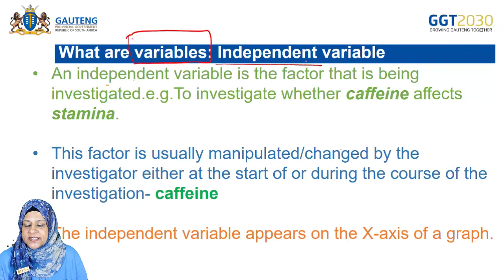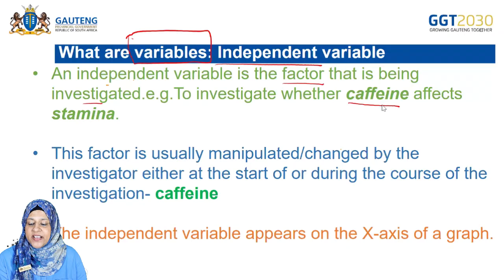Now, we are looking at the variables. The first one is the independent variable. It's a factor that is being investigated, for example to investigate whether caffeine affects stamina. Remember, the factor is usually manipulated or changed by the investigator or the researcher, either at the start of or during the course of the investigation.